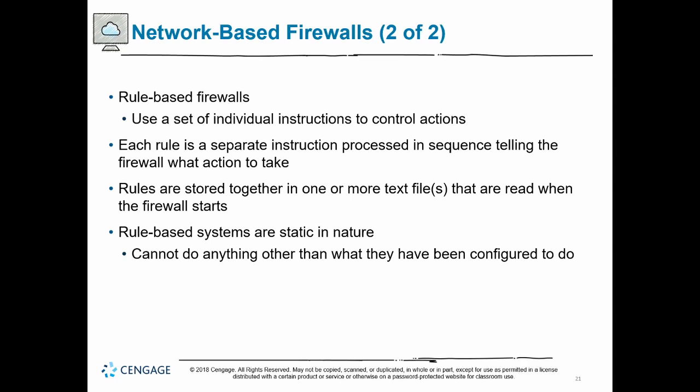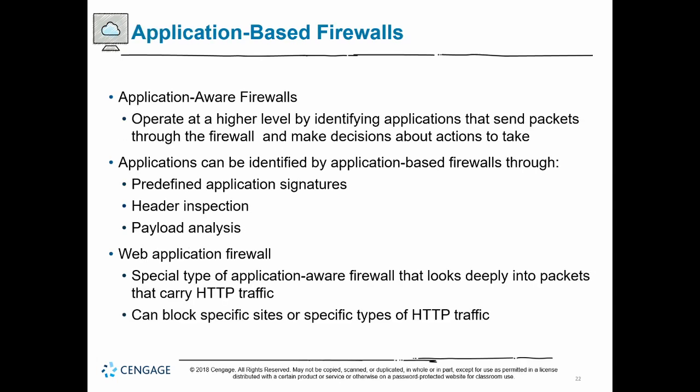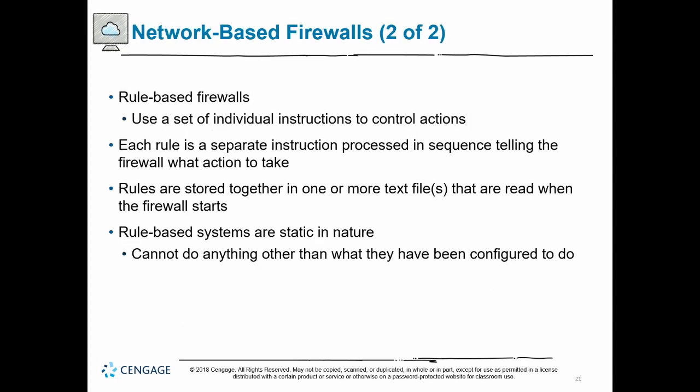Rules are stored together in one or more text files that are read when the firewall starts. Rule-based systems are static in nature and cannot do anything other than what they've been configured to do. The deny by default I'm talking about is mostly on routers, by the way, not on firewalls. You could do it on firewalls, but I'm mostly talking about routing, allowing people into your network.